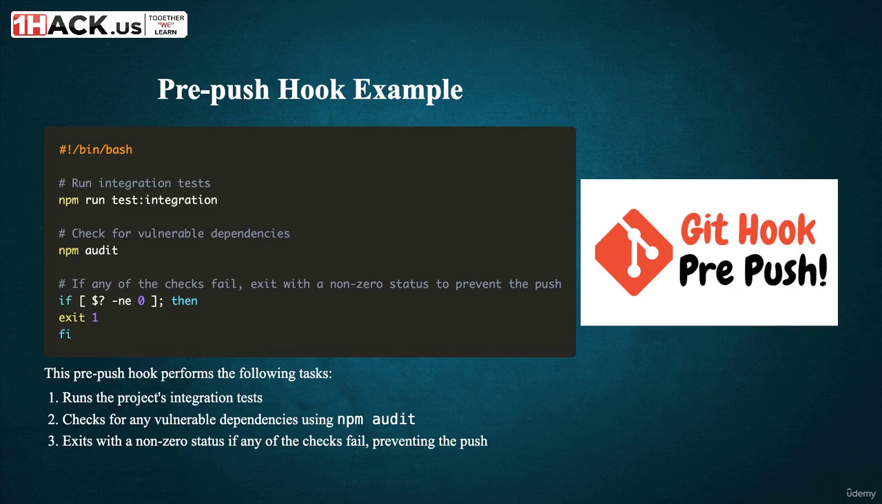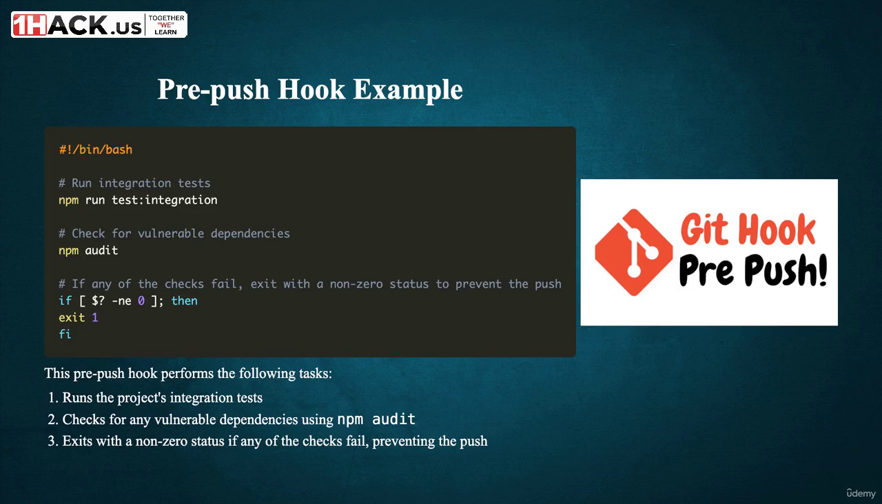2. Checks for vulnerable dependencies. The hook runs the npm audit command to check for any known vulnerabilities in the project's dependencies. This helps identify and address potential security issues before the code is pushed to a remote repository.